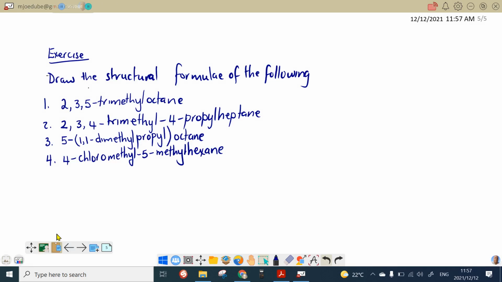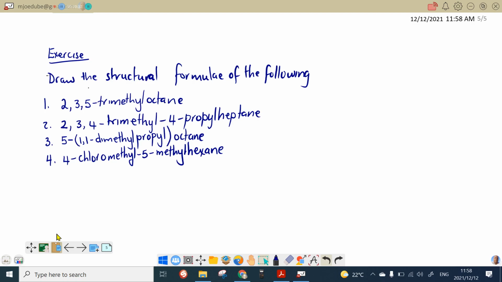In this video we're going to be looking at the exercises that will allow you to practice drawing the structural formulae of various compounds. In this basic video, we're going to limit ourselves to drawing the structural formulae of hydrocarbons. In these particular examples, we'll be looking at your alkanes.